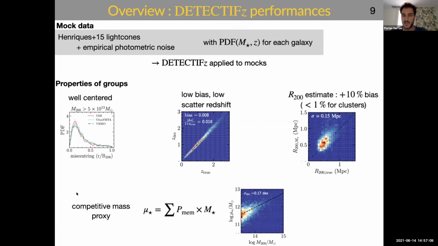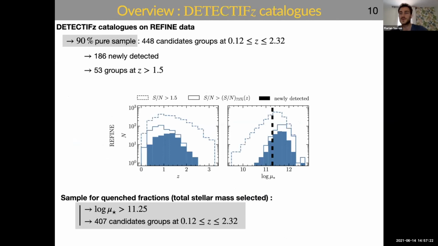And we can build a competitive mass proxy, which is the total stellar mass, which is built by summing the individual stellar masses of member galaxies weighted by their probability memberships. So knowing this selection function, we can apply DETECTIVZ to the actual data, so the refined data, and build a 90% pure sample using the selection function. We are left with 448 candidate groups up to redshift 2.32.